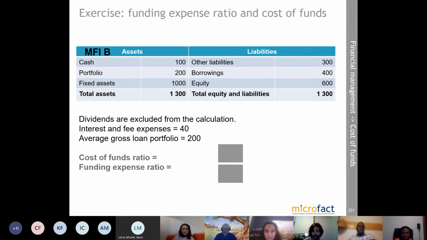Actually, it's quite straightforward. Oh, sorry, I see a question. So about what is other liabilities, that's okay. And then what's the difference between average funding and borrowings? No, the funding is actually including borrowings.